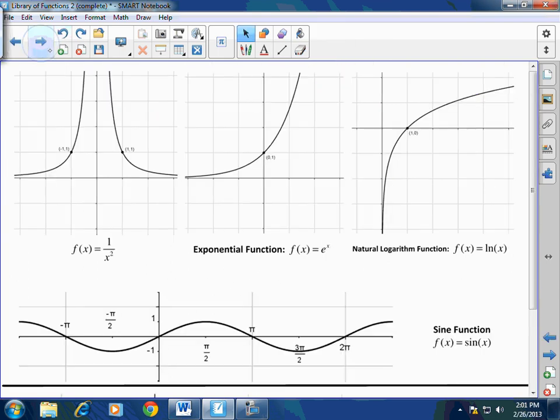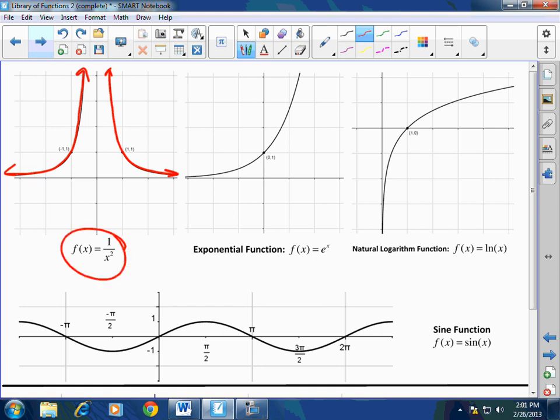Okay. So, next. 1 over x squared is the same as a rational function, except when it's 1 over x squared, know this. You're going to have the graph approaching the x and y axis on the left side, and then approaching the x and y axis on the right side as well. You're not going to have it in opposite quadrants when it's y equals 1 over x squared. I'm not going to stress too much about this one.